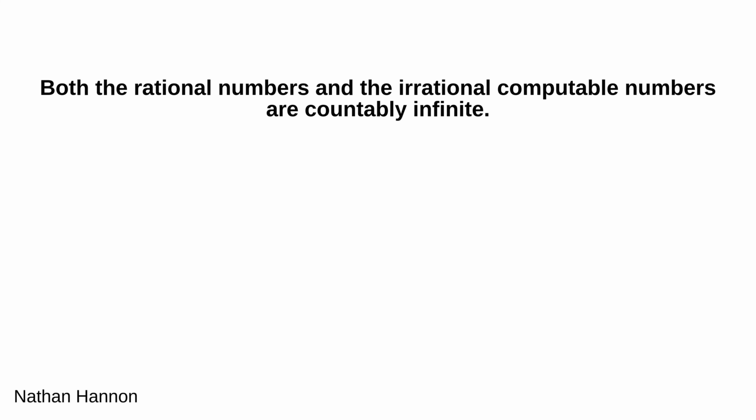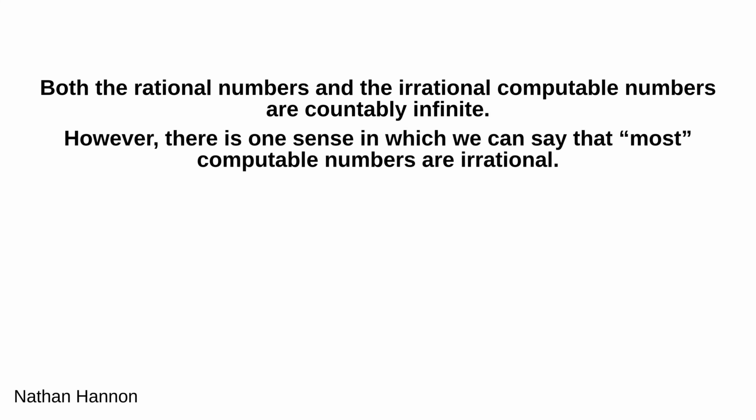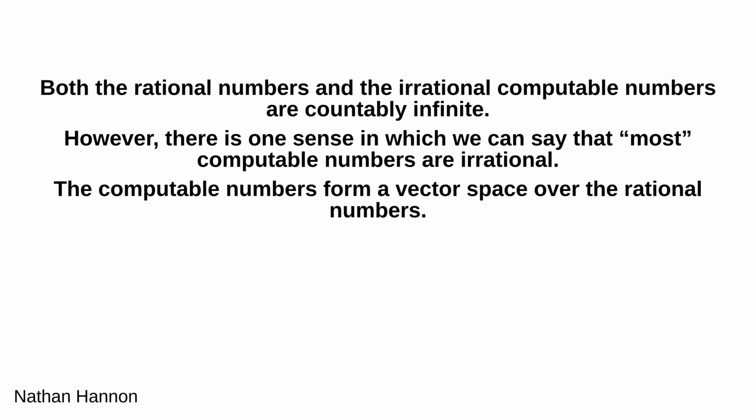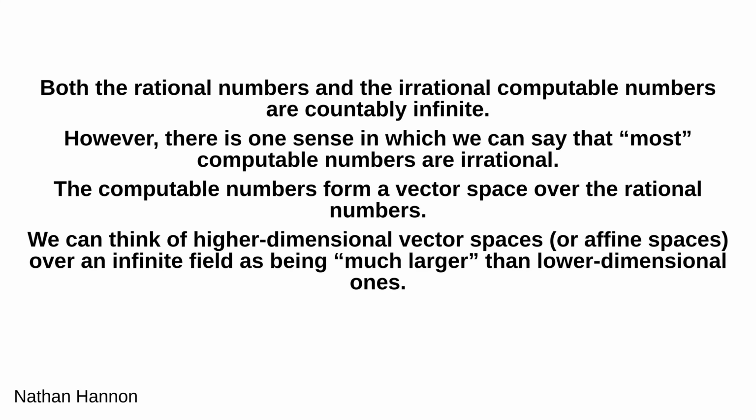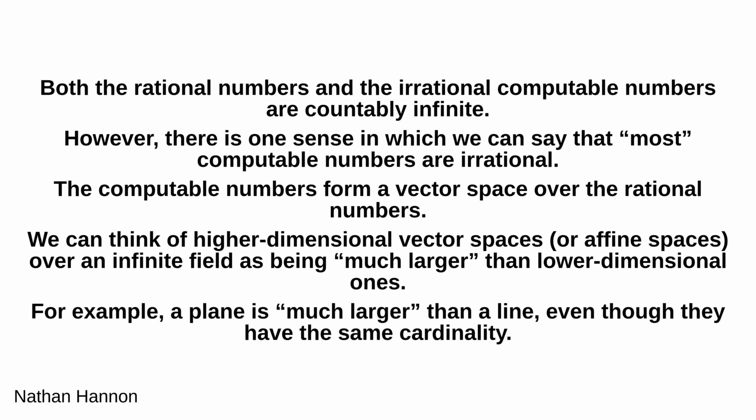Both the rational numbers and the irrational computable numbers are countably infinite. However, there is one sense in which we can say that most computable numbers are irrational. The computable numbers form a vector space over the rational numbers. We can think of higher dimensional vector spaces, or affine spaces, over an infinite field as being much larger than lower dimensional ones. For example, a plane is much larger than a line, even though they have the same cardinality.